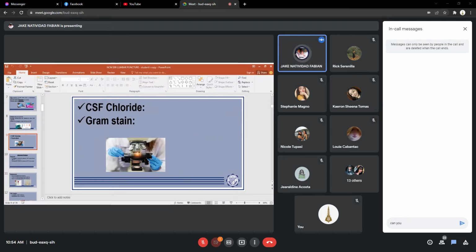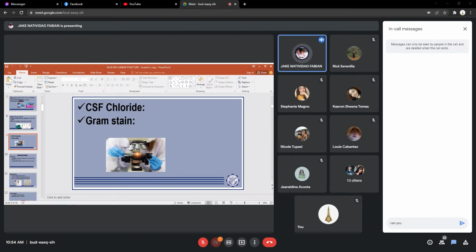For your gram staining, there should be no microorganism. If bacteria or virus may be present, then that suggests possible meningitis. Because your meningitis could be bacterial or viral.